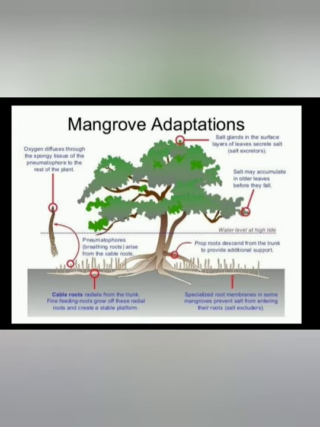Now see this mangrove adaptation. Here you can see, right? Mangroves grow in wet and salty places, so they have to adapt so that they can live in that situation.